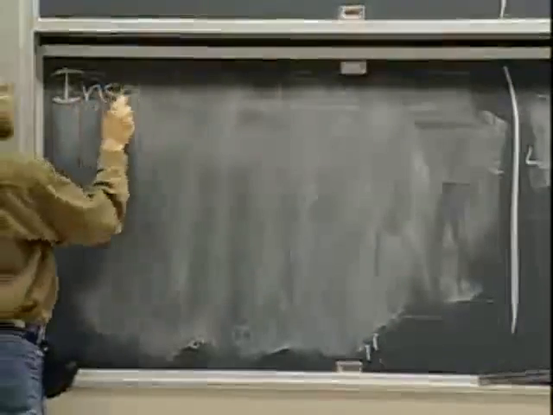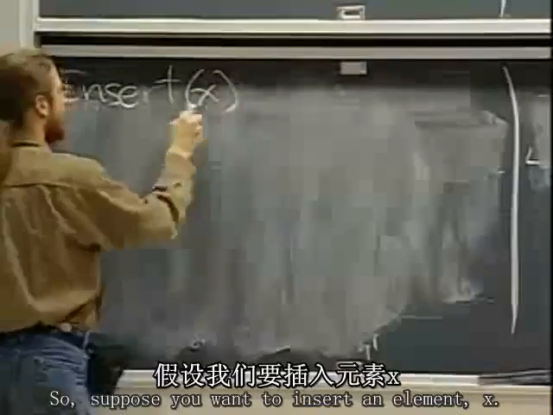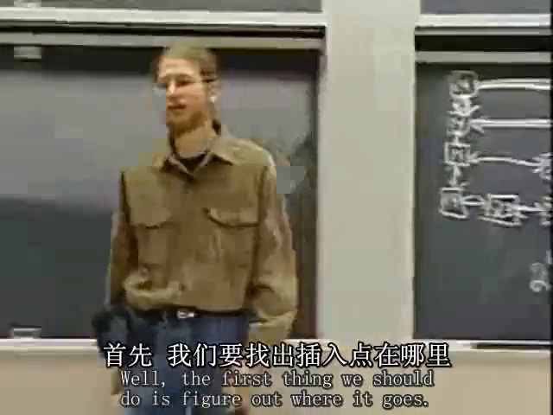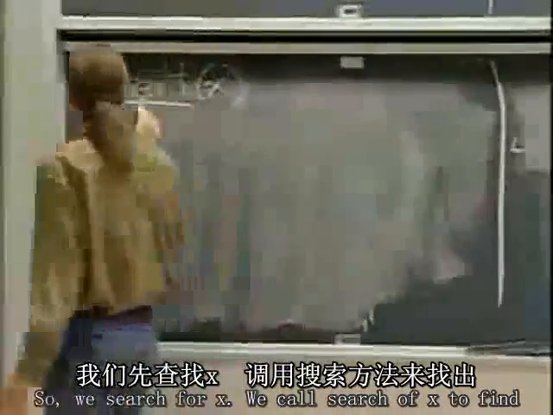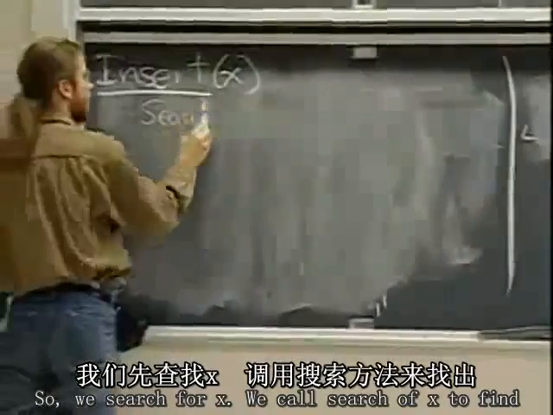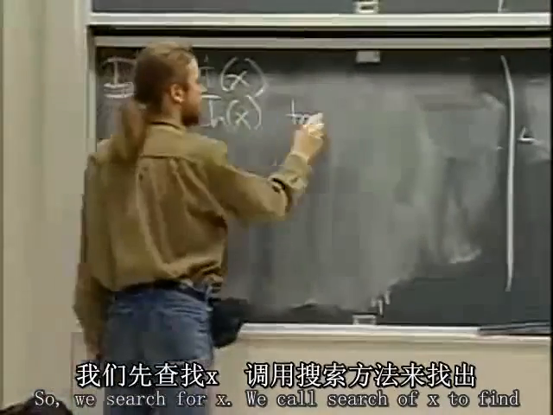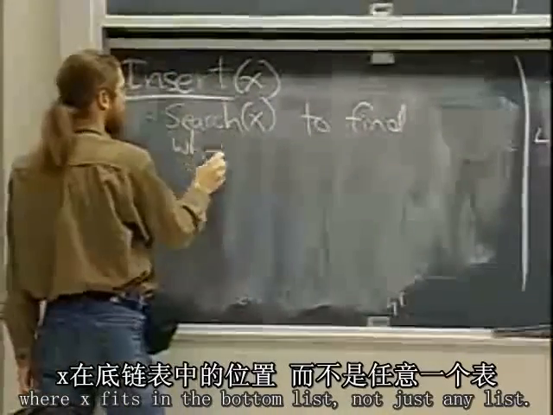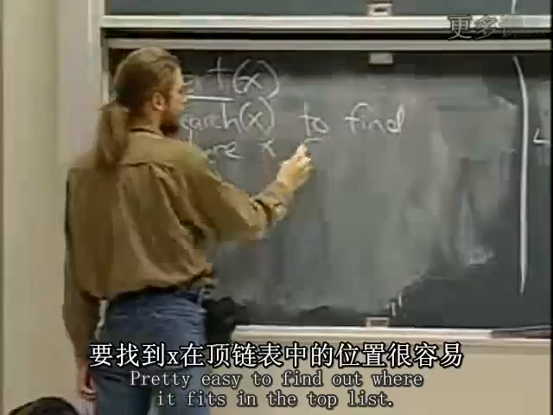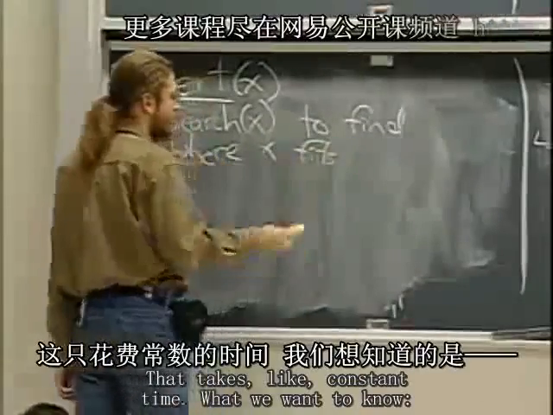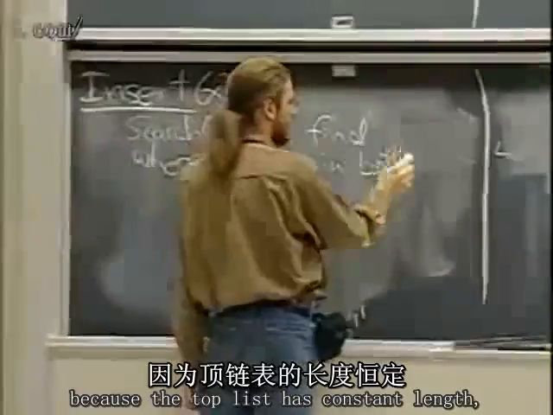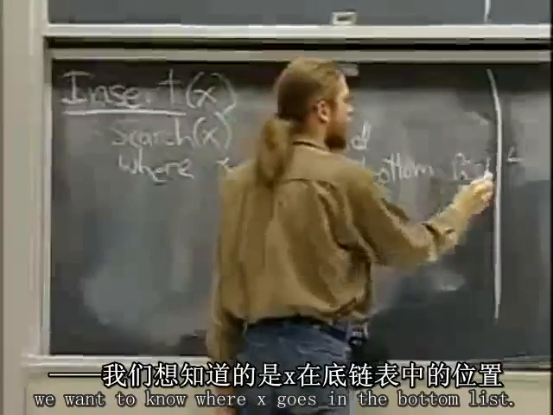So suppose you want to insert an element x. We said how to search for an element, so how do we insert it? Well, first thing we should do is figure out where it goes, so we search for x. We call search of x to find where x fits in the bottom list, not just any list. Pretty easy to find out where it fits in the top list. That takes constant time. But because the top list has constant length, we want to know where x goes in the bottom list.